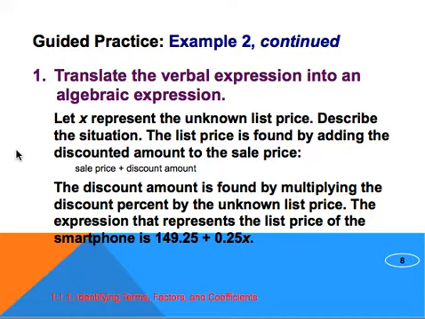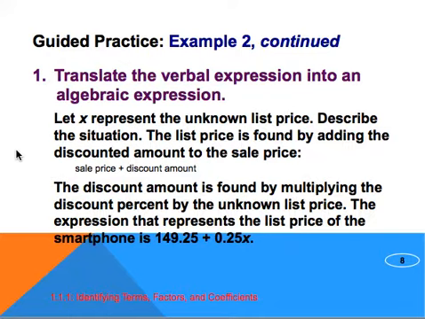In our case, the discounted amount is found by multiplying the discount percent by the unknown list price. So we don't know what the list price is. We call that x. But we know that you're getting 25% off. And so whatever that unknown value is, the unknown list price, the sale price plus 25% of that unknown price would be the original value. And so it's almost like backwards thinking. So make sure you're processing that.